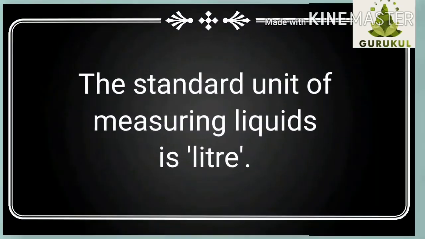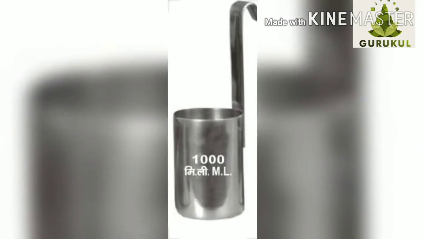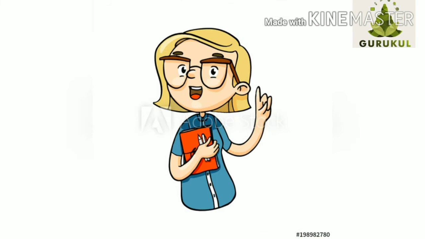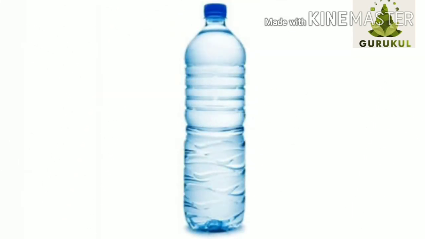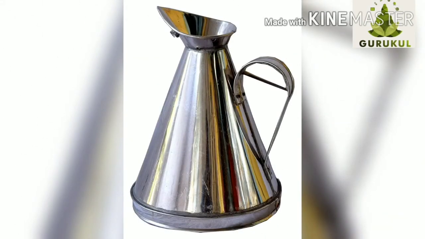The standard unit of measuring liquids is liter. Here in this picture, you can see a measure that is kept by a milkman. It is of 1 liter. This can also be used to measure other liquids like oil. We easily get a 1 liter water bottle. This picture shows a measure used especially for kerosene.